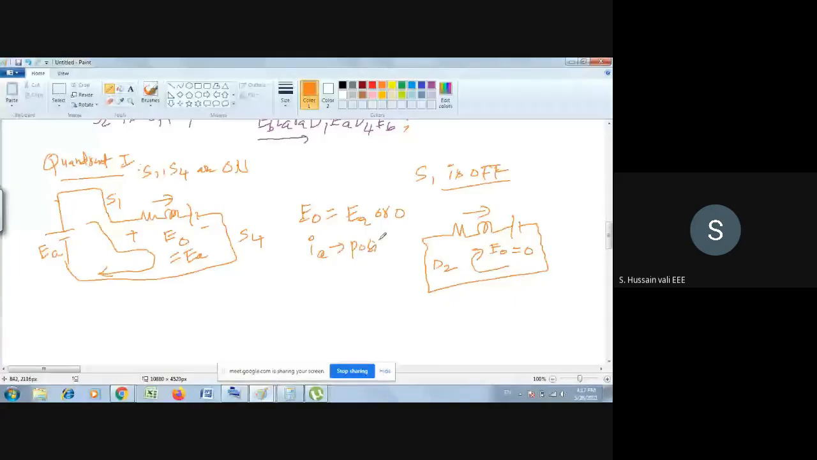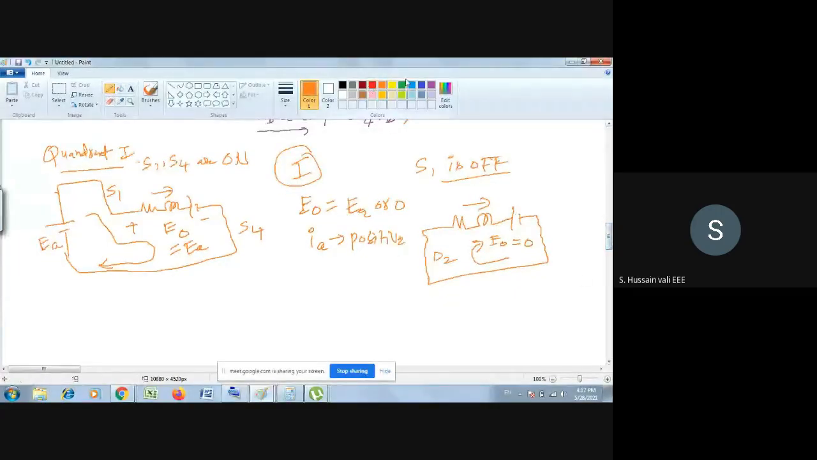Now second quadrant. Yes, please tell. Before switching to quadrant 2, do we reset all the switches, sir? Do we reset all the switches?